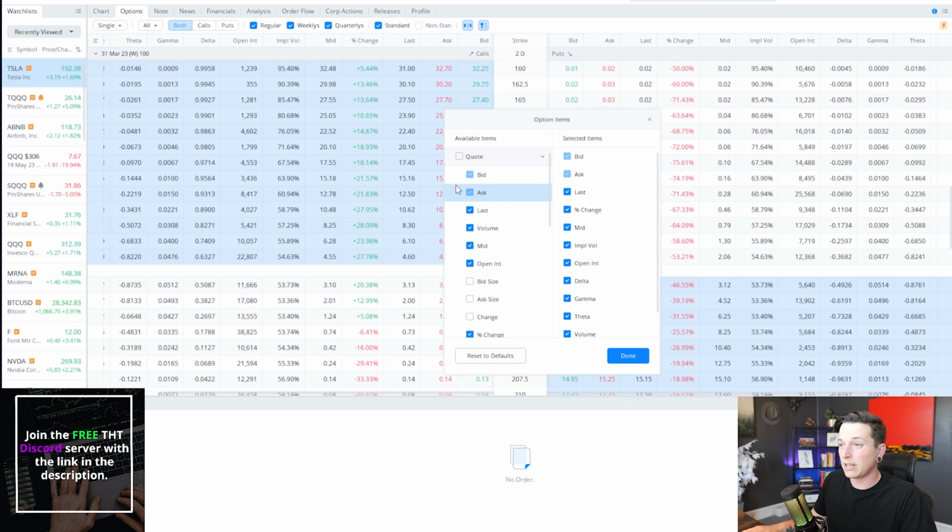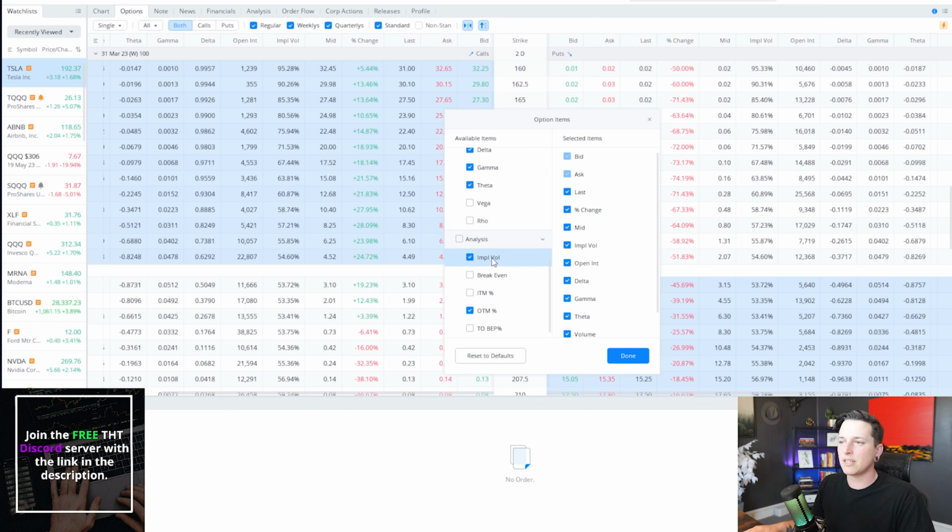If you're somebody who doesn't want to keep bid, ask, last up, what you could do is just keep the mid up so that you have a general understanding of where you should be setting your limit orders. When watching the Greeks, I personally want quick access to the delta, the gamma, and the theta. And as far as analysis, I want implied volatility on, and I love to have OTM percentage. We're going to talk about that specifically when it comes to selling cash secured puts and doing spreads, but it's something that I really like to have.